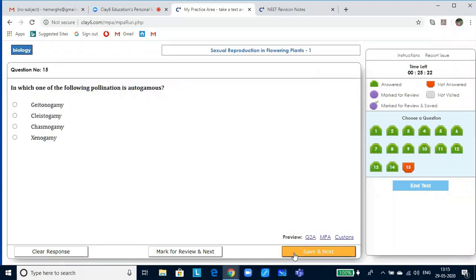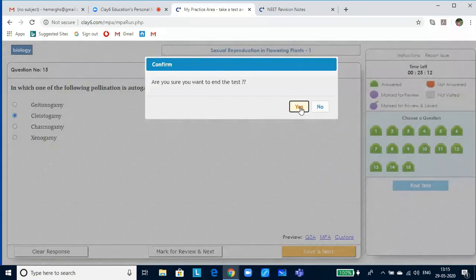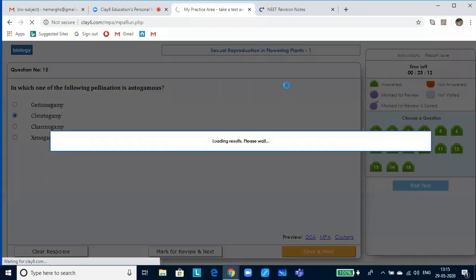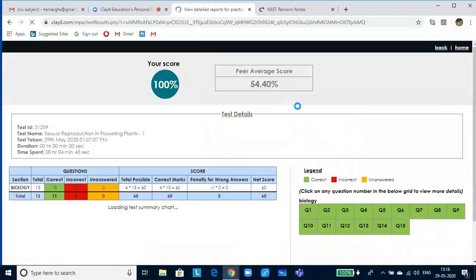Which one of the following pollinations is autogamous? Cleistogamy. So I'm completing the test. Let us end the test. So all the answers are correct. If any answer is incorrect, you will see a red eye. And if you click on that, your answer will be displayed along with the correct answer. If you scroll down, you can see the explanation and analyze your mistake.